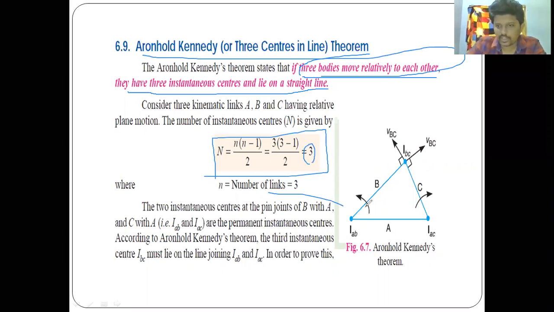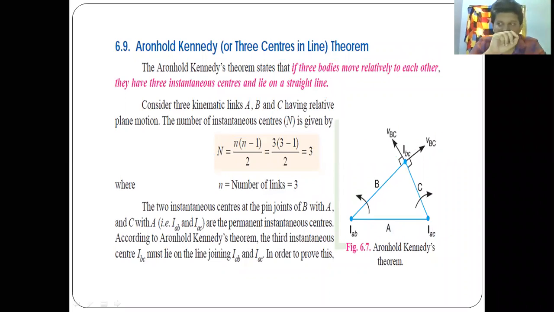If you see three bodies, this is one instantaneous center, this is one instantaneous center, this is another instantaneous center. What we are telling here, according to the Arnold-Kennedy theorem, is that if we have three bodies moving relative to each other, then the three instantaneous centers lie in a straight line. Very important one. That's what Arnold-Kennedy explains to us. We have three bodies, three instantaneous centers, and all three instantaneous centers lie in a straight line.